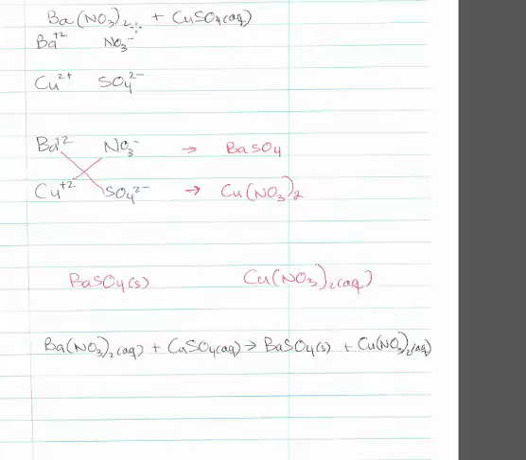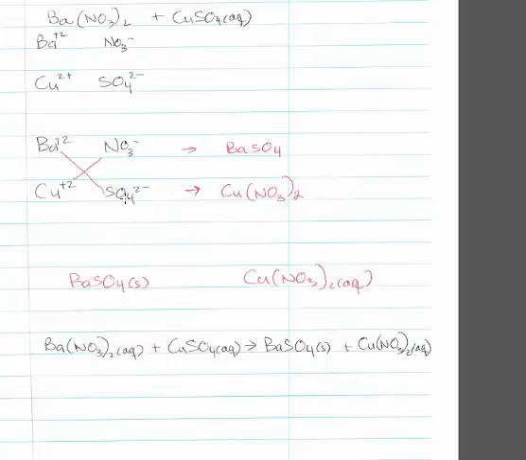When we put these two solutions together, what they're going to do is the ions, this cation is going to have an opportunity to interact with the anion of copper 2 sulfate, and this cation is going to have an opportunity to interact with the anion from the other compound. So basically what we're doing is we're switching cations and anions. Barium plus 2 was originally with nitrate, and now it's going to switch to sulfate. Copper plus 2 was originally with sulfate, and it's going to switch to nitrate.